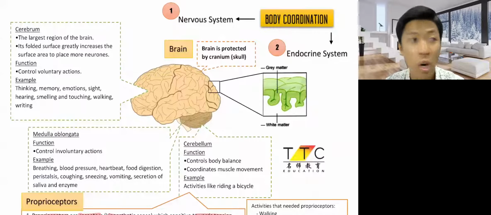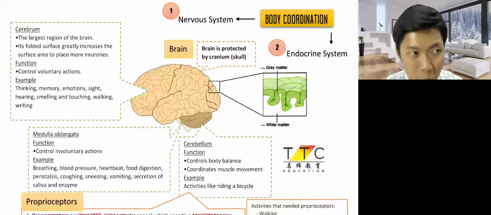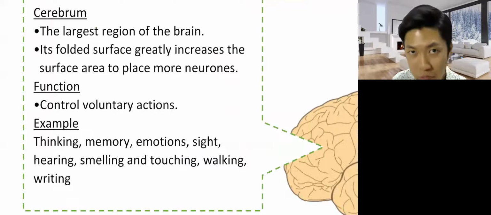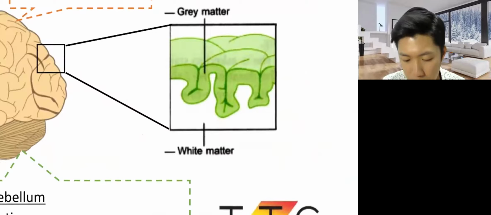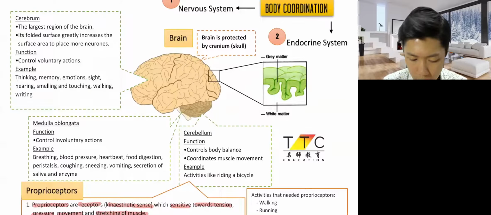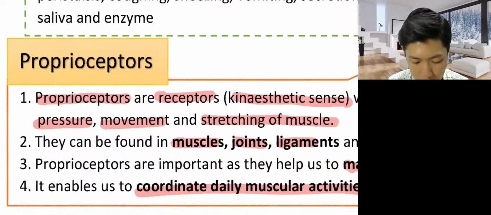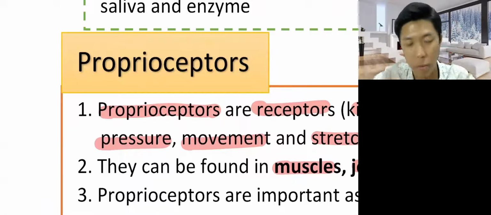Brain question. Okay, a quick one. Brain has three main parts: cerebrum, the largest part, cerebellum, the lower back part, and medulla oblongata. So cerebrum is to control voluntary action, the largest part, and it's folded. Remember, folded. Why folded? That's to increase surface area to store more neurons. Just the first layer is folded, by the way. That's what we call the gray matter. The inner part is the white matter that is not folded. Cerebellum is to control body balance and muscle movement. You realize that the function is very similar to proprioceptors. Yes. Hence, cerebellum is the boss of proprioceptors.